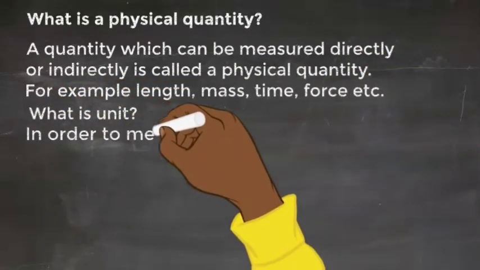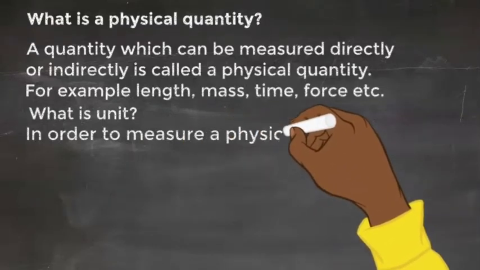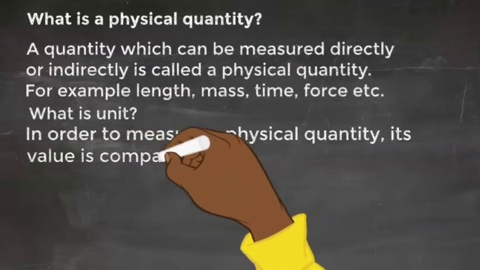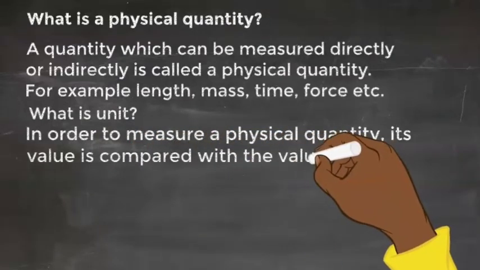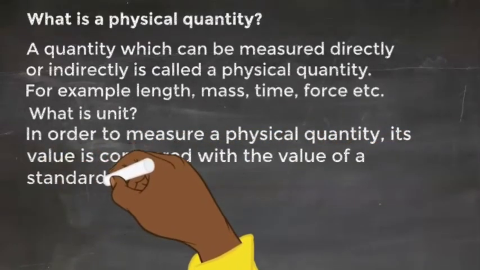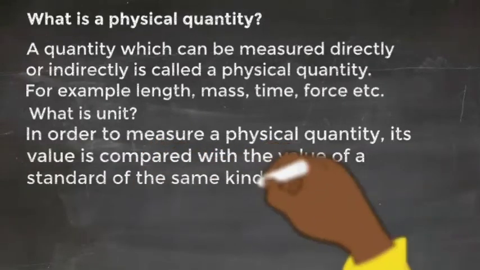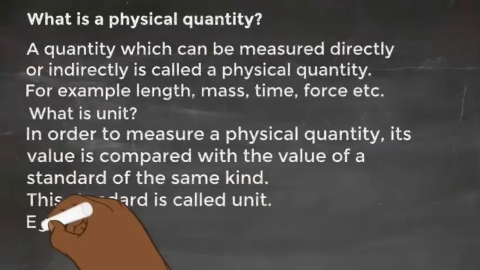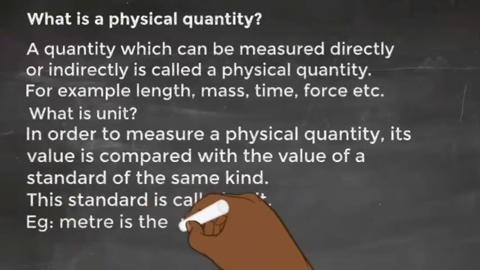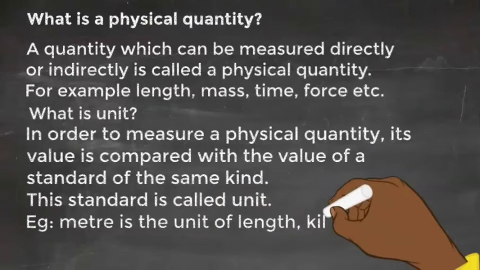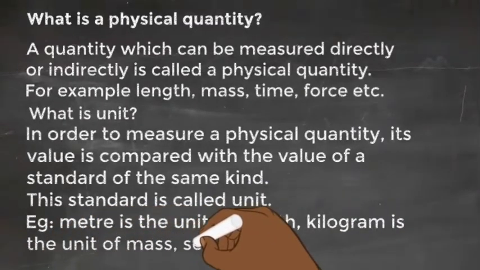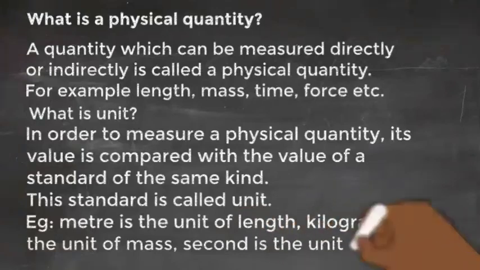What is unit? In order to measure a physical quantity, its value is compared with the value of a standard of the same kind. This standard is called unit. Example, meter is the unit of length. Kilogram is the unit of mass. Second is the unit of time.